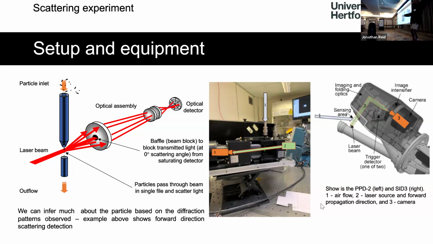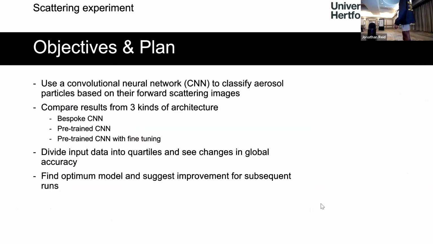Now that we're all experts on this, I'm going to go through the actual project, which is the use of different neural networks on classifying these scattering images. I haven't shown you a single scattering image right now, so the suspense must be killing you. But my actual research involves using 3 different types of architectures. A bespoke one. Bespoke sounds really fun, but it just means I did that myself.